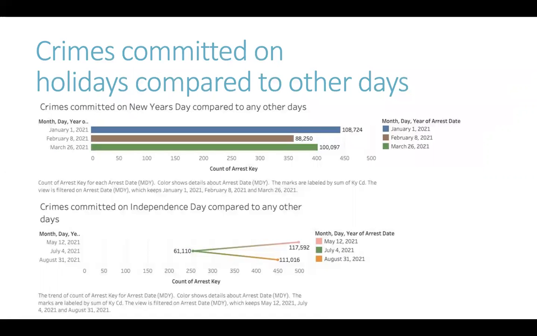And this graph shows a comparison of two holidays, New Year's Day and Independence Day. On New Year's Day, there are more crimes committed than on February 8th and March 26th. But for Independence Day, in comparison to May 12th and August 31st, there were more crimes committed on May 12th, which happened to be a Wednesday.